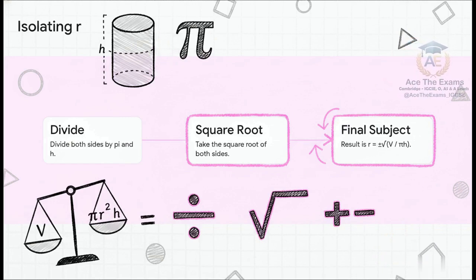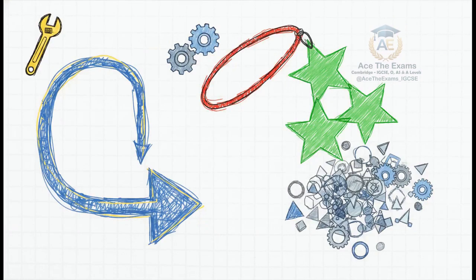We take the square root of both sides. Step 3 yields our final result. R equals the square root of v divided by pi h. Note that little plus or minus sign there. Mathematically, a square root always has a positive and negative answer, though obviously in physical geometry, a radius is always going to be positive. So, let's quickly summarize these tricky rearrangements.